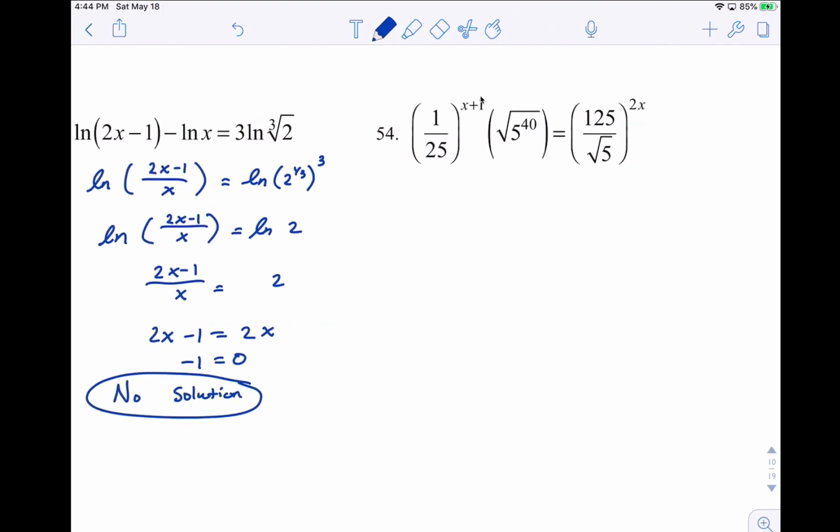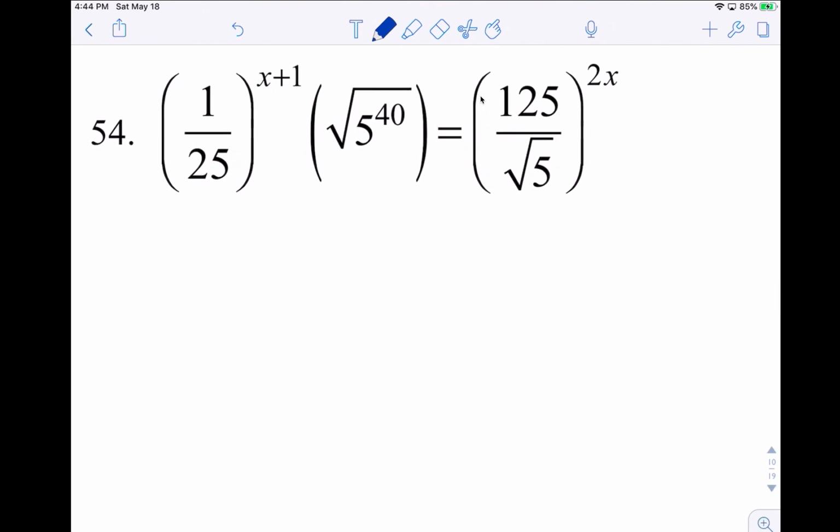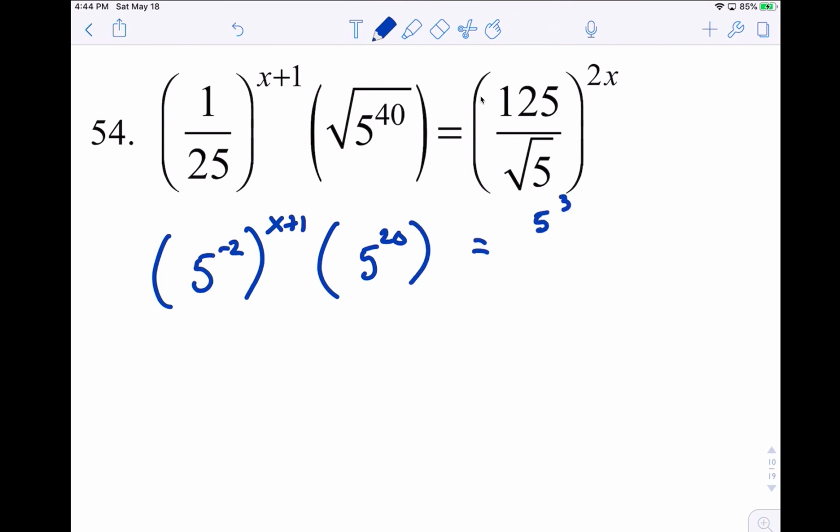Okay, and then 54. It looks like I have a bunch of terms here that I could probably write in terms of 5. So that's what I'm going to do. So 5 to the negative 2, to the x plus 1. And then the square root of 5 to the 40th is really 5 to the 20th. And then I got 5 to the 3rd over 5 to the 1/2, to the 2x.